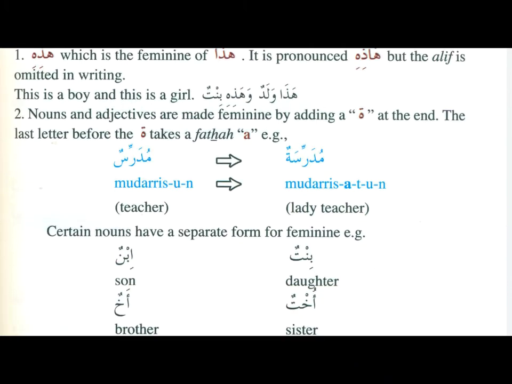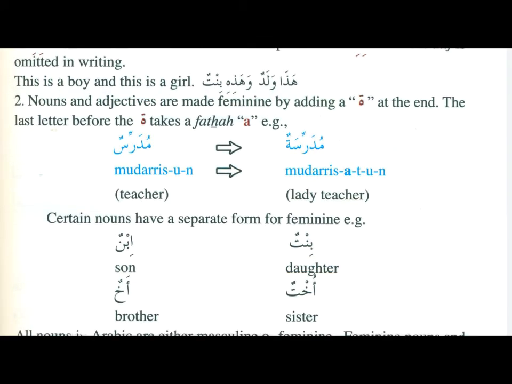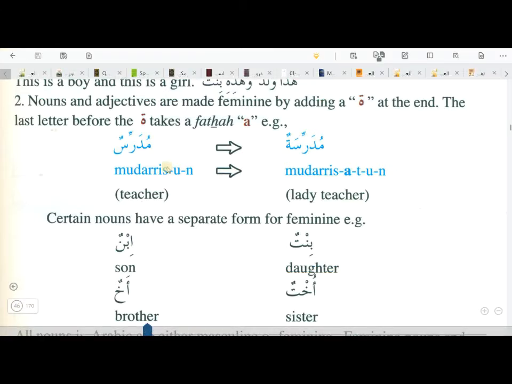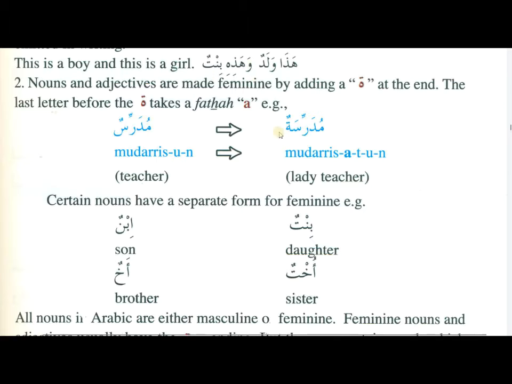Then you will learn how to make a word feminine. So just like in English, sometimes we make feminine by adding a suffix. In Arabic we add the suffix ta marbuta. We add this ta marbuta to a noun to make it feminine, like mudarris is masculine, mudarrisa is feminine, which means lady teacher. So to make a word feminine we just add ta marbuta.